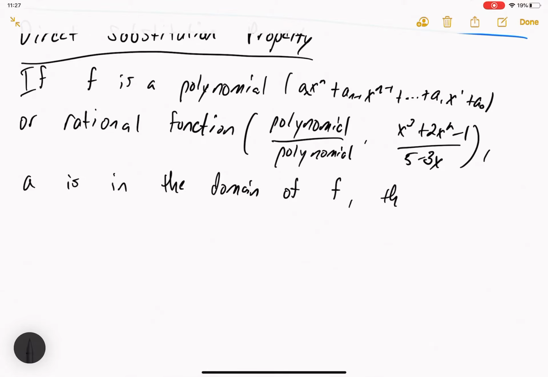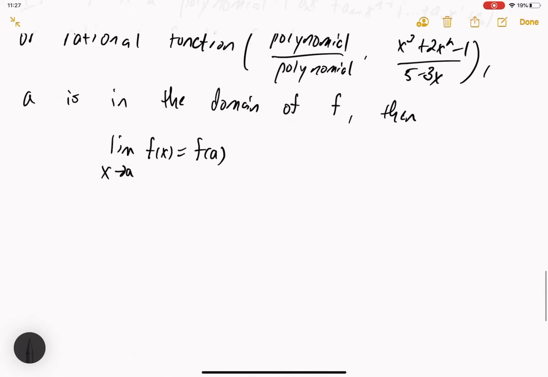then the property that we want is that the limit as x goes to a of f of x is equal to f of a. This is the main idea of what I was just saying: if you have a nice enough function, in this case f is a polynomial or a rational function, all we can do is just plug in a, and that's sufficient. So now let's do an example.